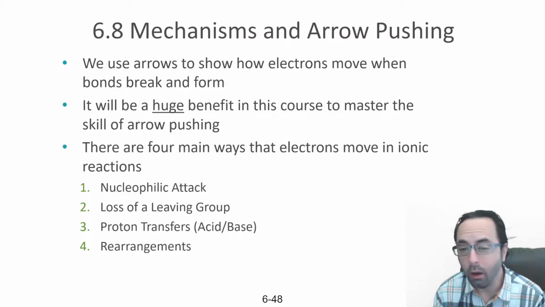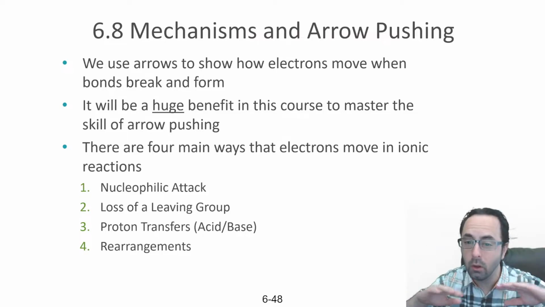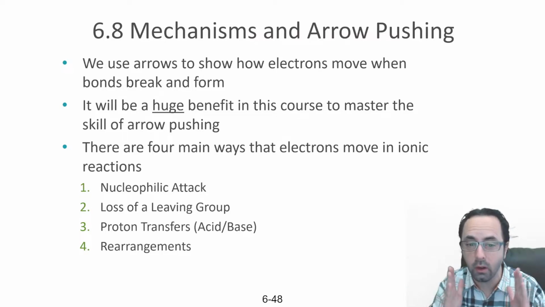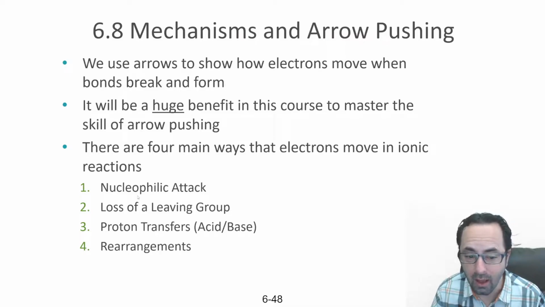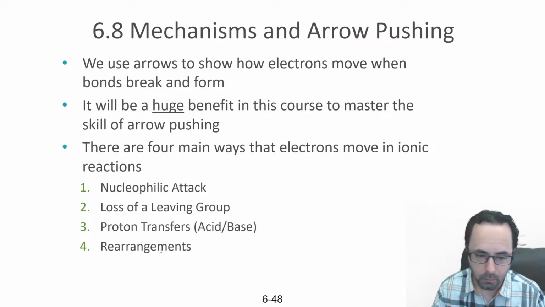We did offhand mention radical reactions that are initiated by homolytic bond cleavage. One electron goes. We're not going to do that yet. We're going to focus on ionic reactions. And we're going to have four main ways that electrons will move in a reaction. These will be nucleophilic attack, loss of leaving group, proton transfer, and rearrangements.